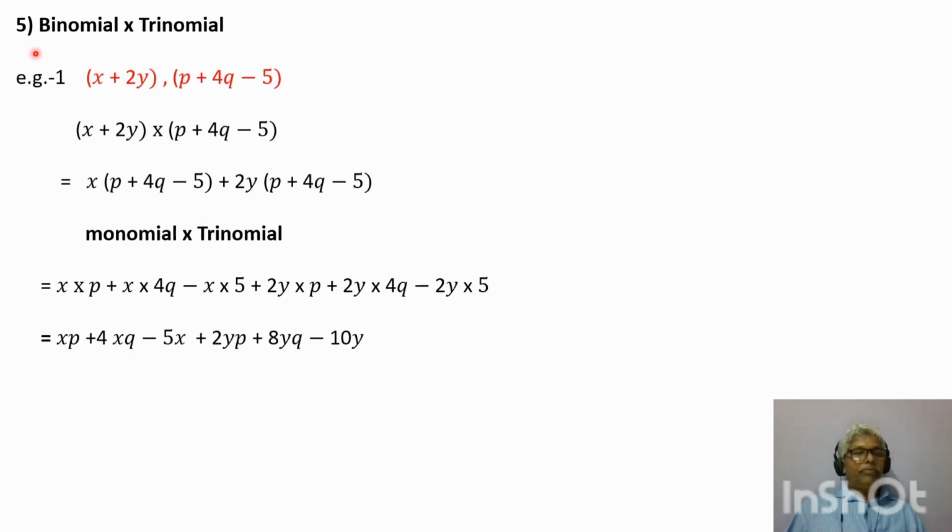And the last one, binomial into trinomial.